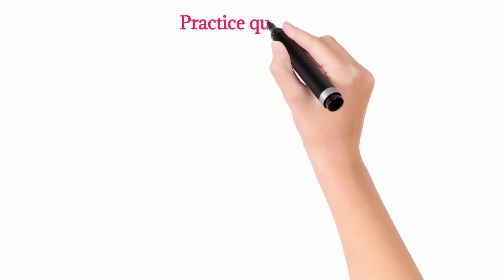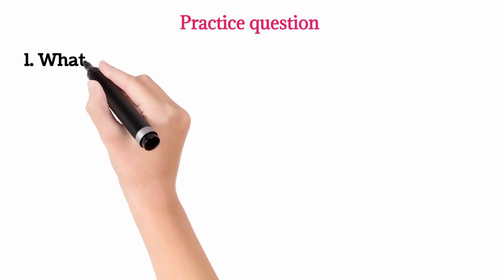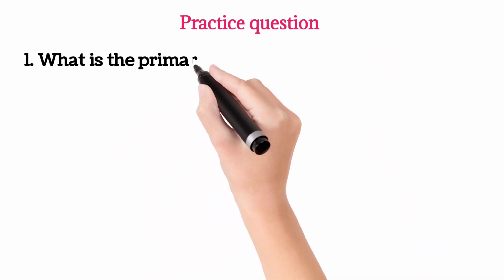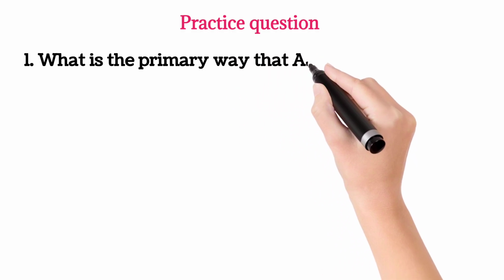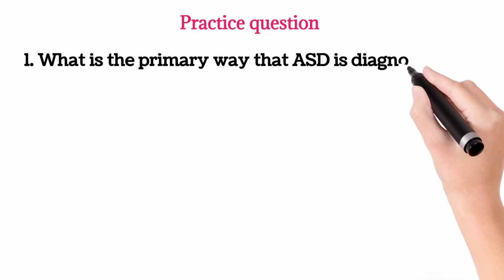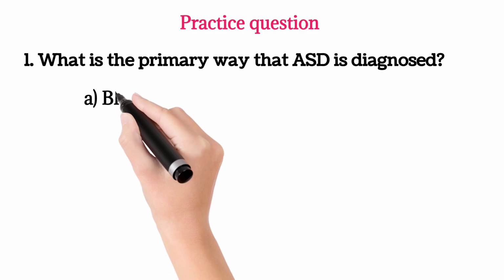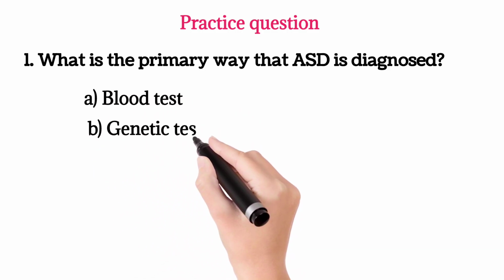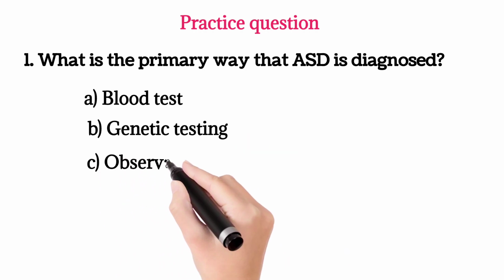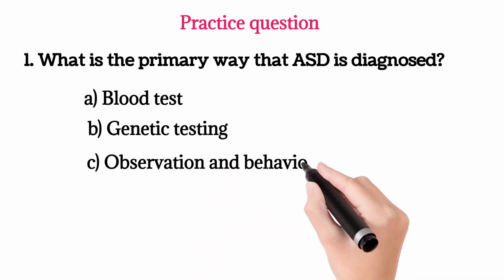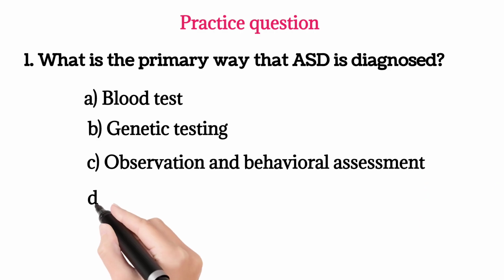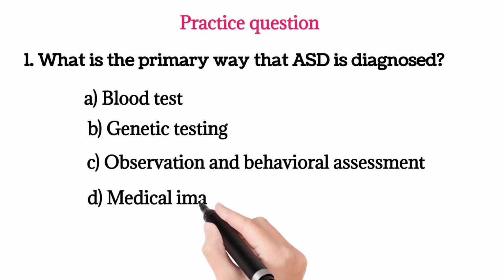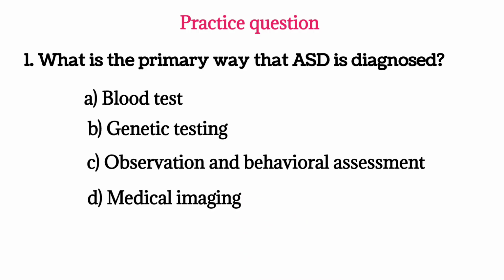Next question for your practice is, what is the primary way that autism spectrum disorder is diagnosed? First, blood test. Second, genetic testing. Third, observation and behavioral assessment. And fourth, medical imaging. So you have to answer this question also in the comment box below.